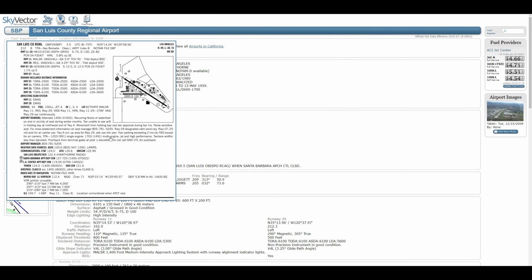And down here it says TPA 1203 MSL, mean sea level, 991 AGL, above ground level, for single engine, and 1703 mean sea level and 1491 above ground level for multi-engine, jet and high performance. We are concerned about the multi-engine for our purposes. So that is almost 1000 and 1500 feet. Remember, this is airport specific, so remember to check if it says anything.